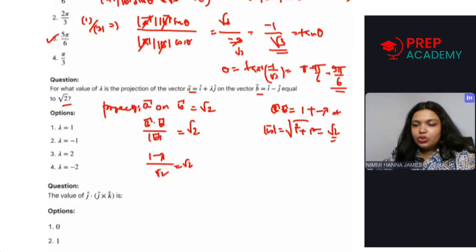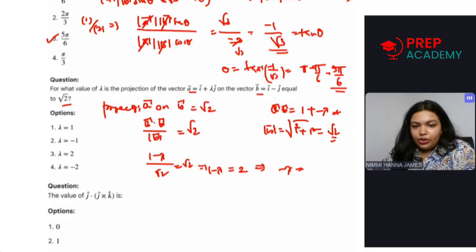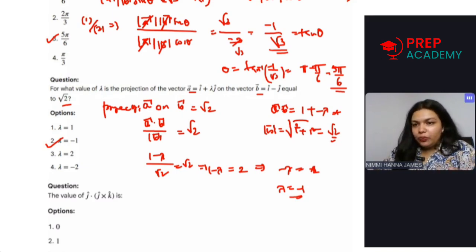Now I am moving this root 2 to the other side. We get 1 minus lambda is equal to 2, and then minus lambda is equal to 2 minus 1, which is 1, and lambda is equal to minus 1. So lambda is equal to minus 1, that's the answer. We just applied the equation of projection.